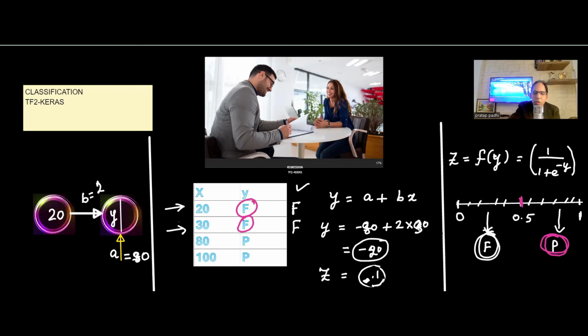It's working for the third row as well. 80 multiplied by 2, that is 160 minus 80. Okay, that's positive. And positive means this is passed, right? Done. You can check it.